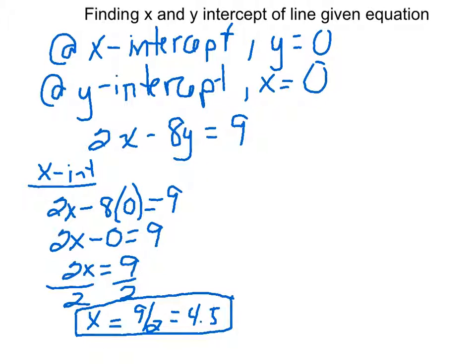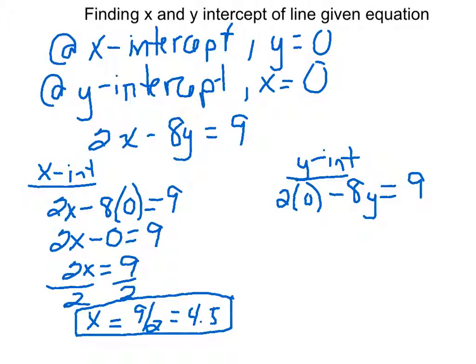Luckily, the y-intercept is very much the same type of thing. However, as I said up above, at the y-intercept x is 0, so we're copying over the equation that they gave us. But this time, wherever we see x, we're putting in 0. So 2 times, there's an x value, we put in 0, minus 8y equals 9. We need to find the y value for when the x is 0. 2 times 0, that's 0. So we have 0 minus 8y equals 9. We can get rid of the 0 and just leave it as negative 8y equals 9.